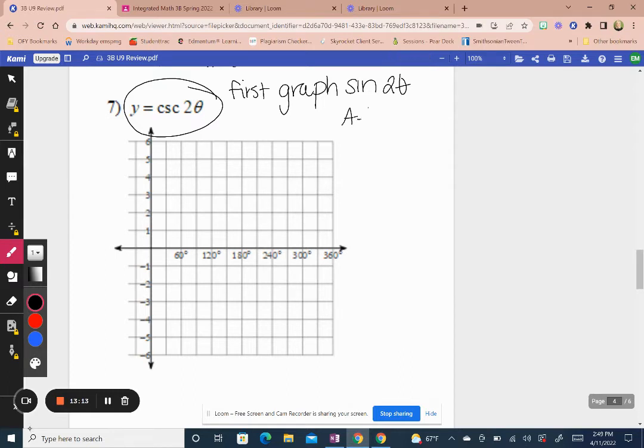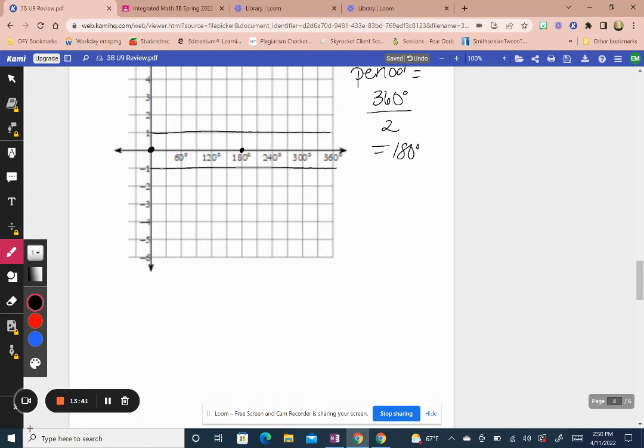So A is equal to 1, okay? So there's no amplitude change right here. Our B is equal to 2, so my period is equal to 360 divided by 2, okay? And 360 divided by 2 is going to give me 180 degrees. So if I'm graphing sine, it means I start at 0, end at 0, okay? Half of 180, so we can do a little chart down here. So we're going to do 0, 0, and 0, 180, okay?